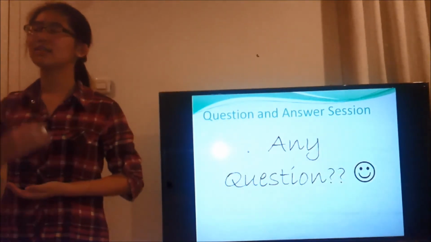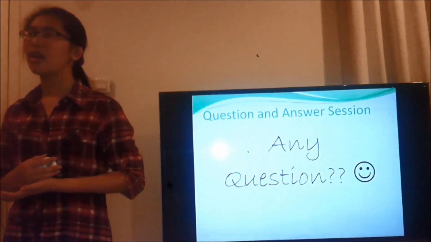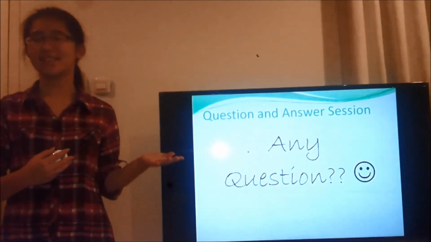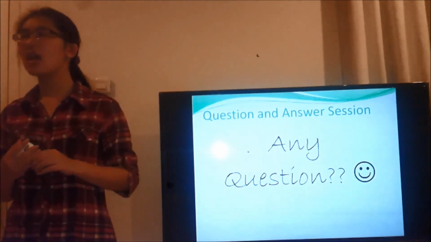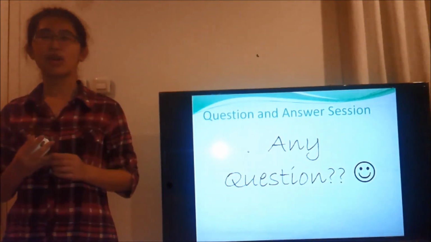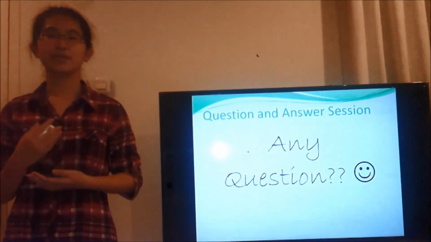Yes? What activity can produce methane? Oh, about methane, I forgot to mention it before. Methane is produced from the decomposing process, and also from livestock like cows and sheep. When they're eating, they also produce methane.